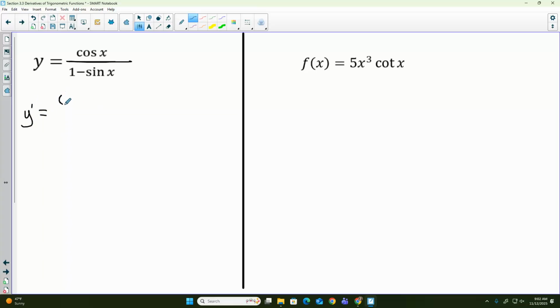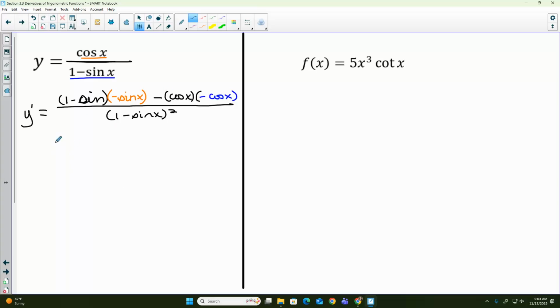So quotient rule is low d high. What is the derivative of the top? The derivative of cosine. Negative sine. All the cos have a negative derivative. Minus high d low. What is the derivative of 1 minus sine x? The derivative of 1 is 0 minus the derivative of sine, which is cosine, so we get negative cosine x, over low squared.